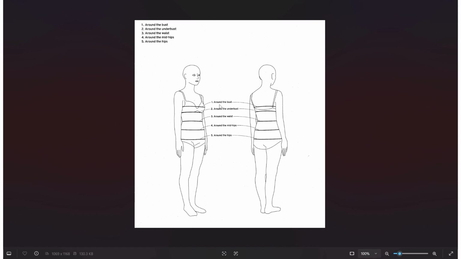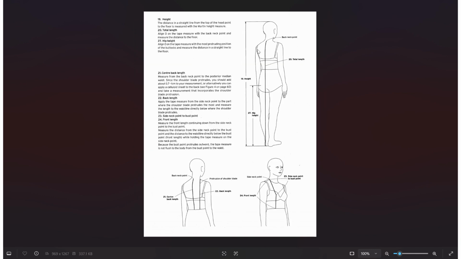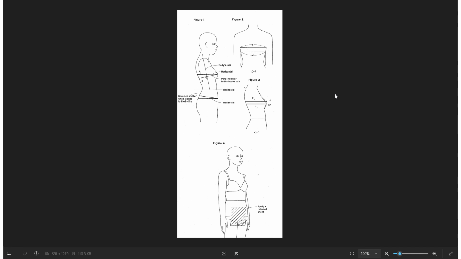The first one is the around the bust measurement. You see how it shows where the point is in the diagram. Then around the waist. The rest of the measurements are also mentioned, but we don't need them for now. Another point we need is back length, which is measured from the back neck point to the waistline.